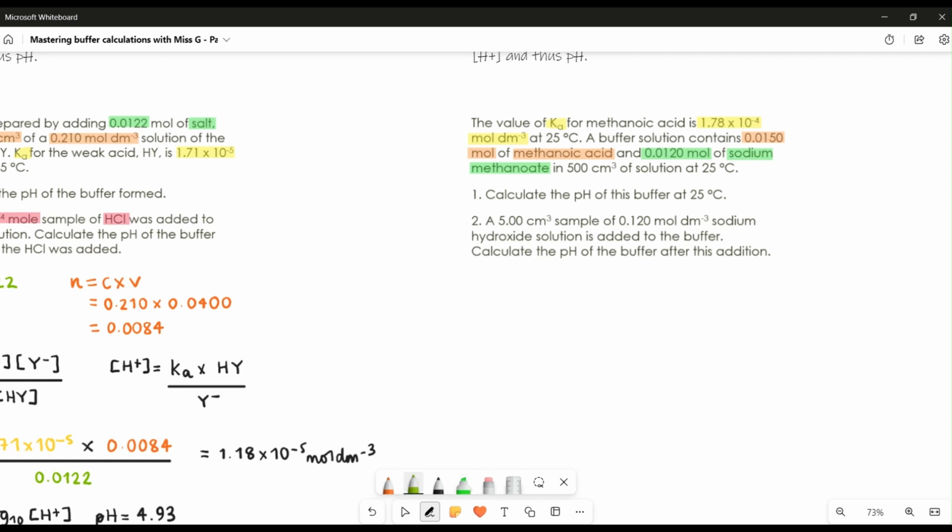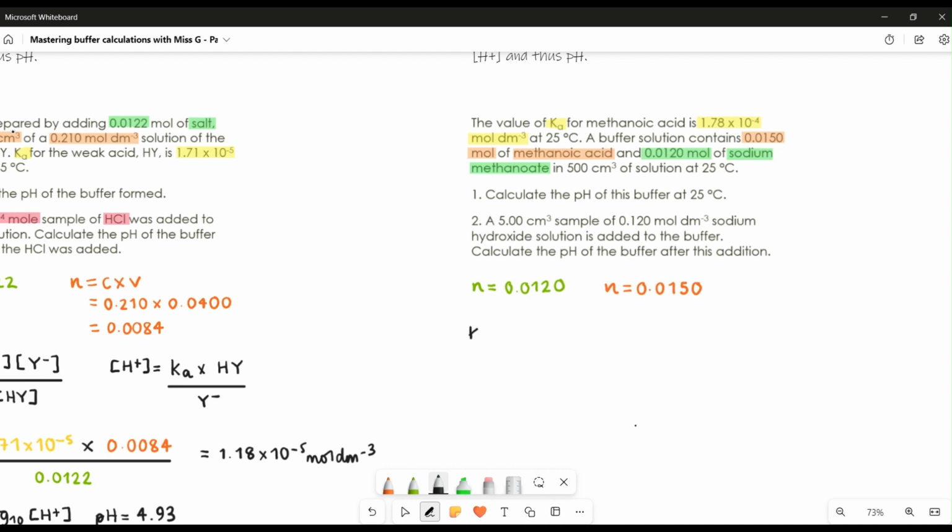Now they've already given us the moles of both the salt, the sodium methanoate, which is 0.0120, and the moles of the methanoic acid, which is our weak acid, and that is 0.0150. This is where using the moles is easier than using concentrations, because we can just use those numbers straight away. We don't need to worry about the fact that they're in 500 centimetres cubed of solution, because the volumes would actually cancel out of our Ka expression, so we can just use the moles.